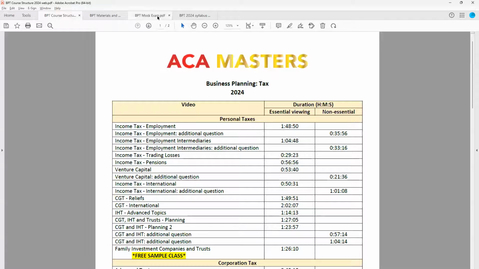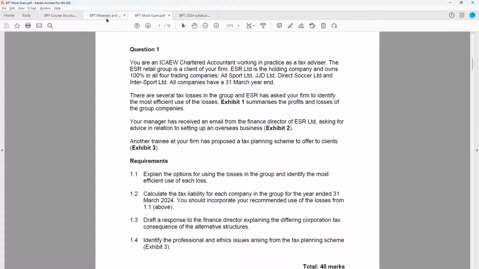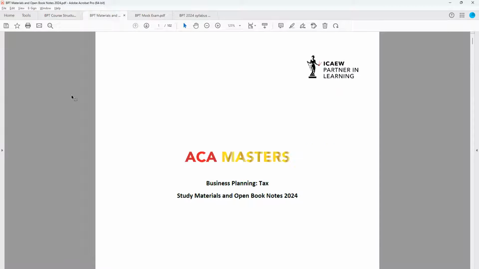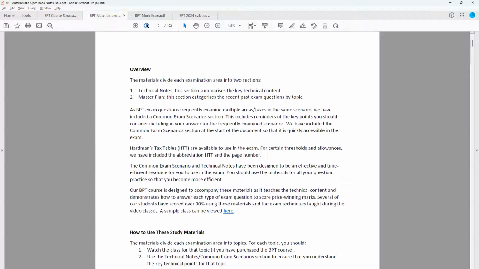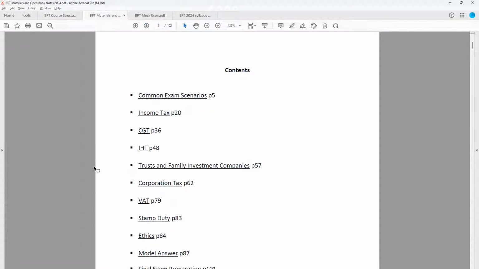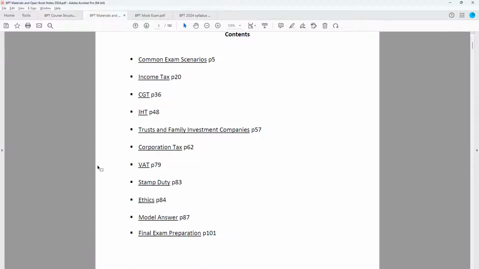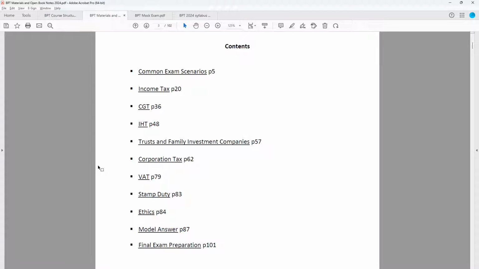Now, as I work through this question, you'll also see me refer to our BPT open book notes. These summarize the key technical content ready for you to use in your exam. So they're a time efficient resource for you to use when answering exam questions.